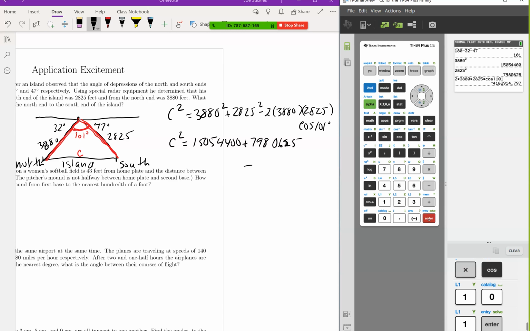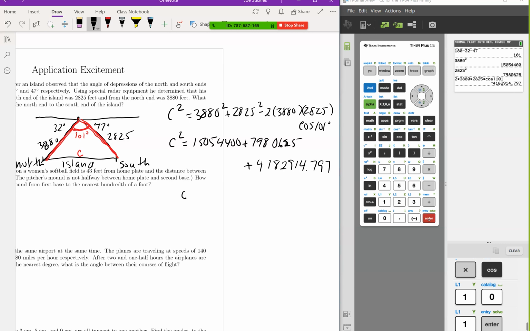And that's going to give us, it's going to change this minus sign to a plus, 418,2914.797. The reason why the minus sign got changed to a plus is because the cosine of 101 is going to be negative, so I changed it to a positive.